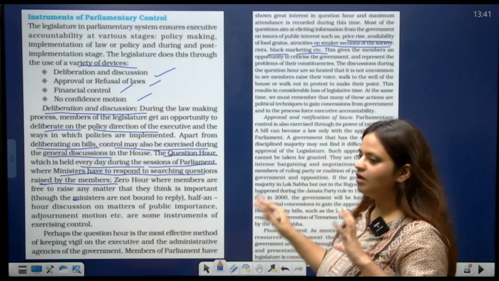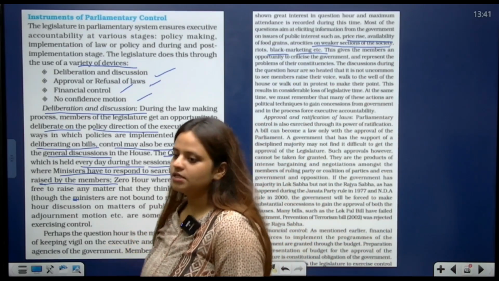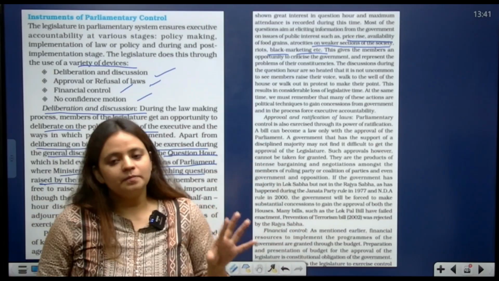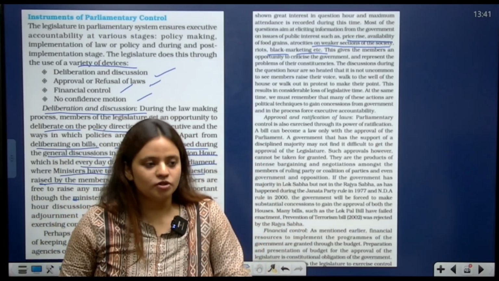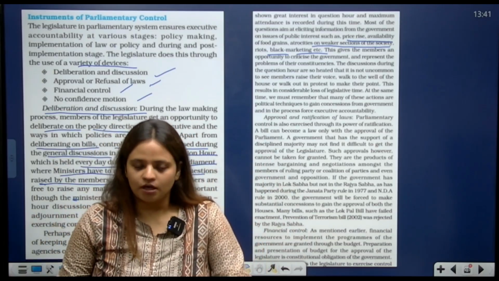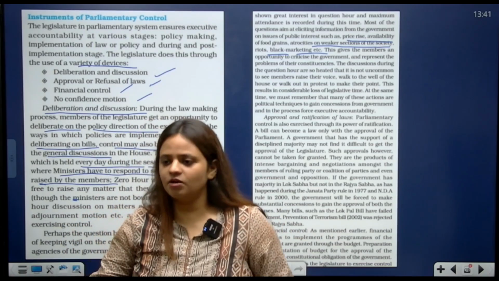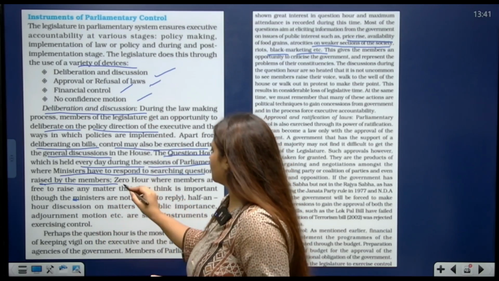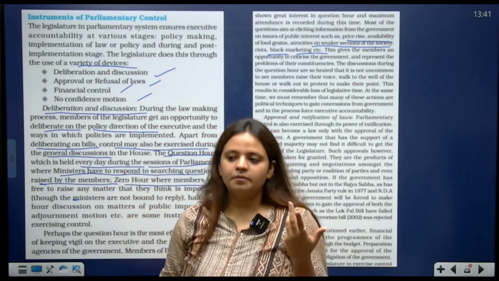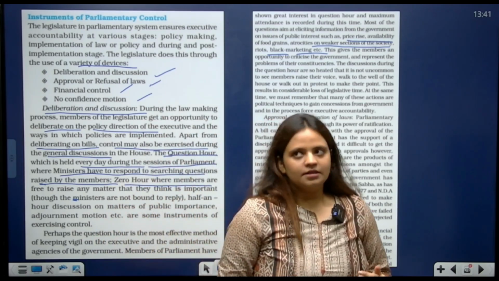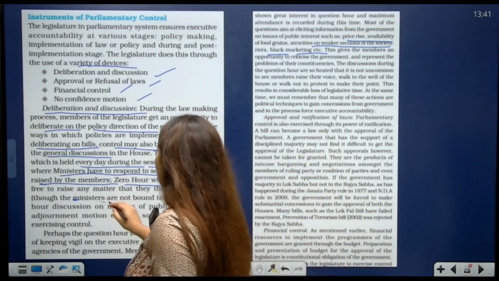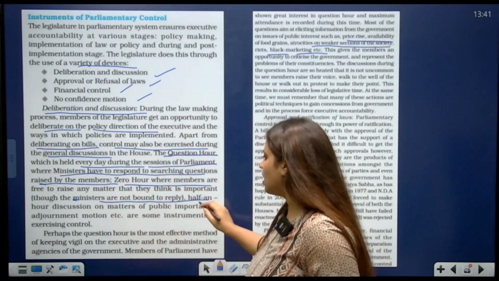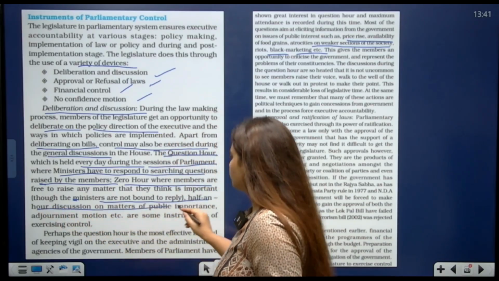So whatever the social evils are there in the society, the members of parliament can ask questions to the government in the question hour. And succeeding the question hour, we have zero hour. That also is another period where the members could raise questions, but in this case the ministers are not bound to reply. Then we have half an hour discussion on matters of public importance.